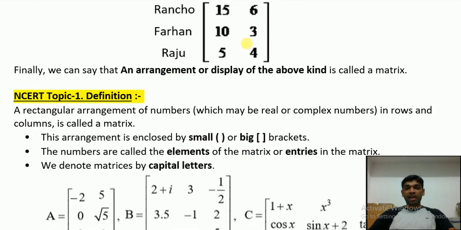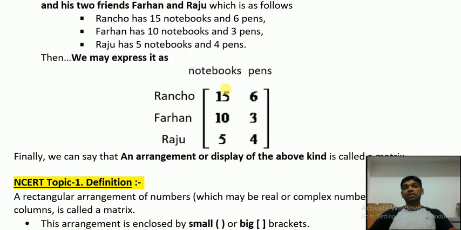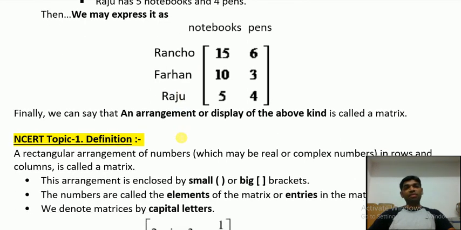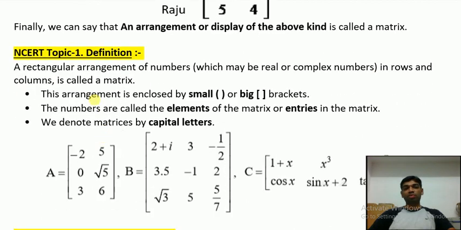Finally, we can say that an arrangement or display of some kind is called a matrix. An arrangement or display of some numbers is always called a matrix. So let us start with the formal definition. We are starting with the first topic from our NCERT book, NCERT topic 1, which is the definition.